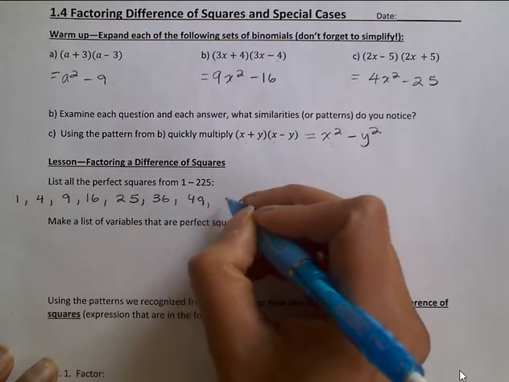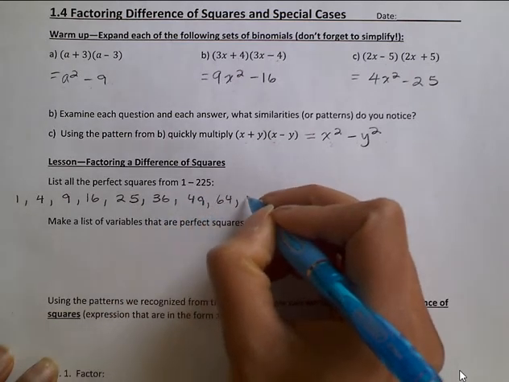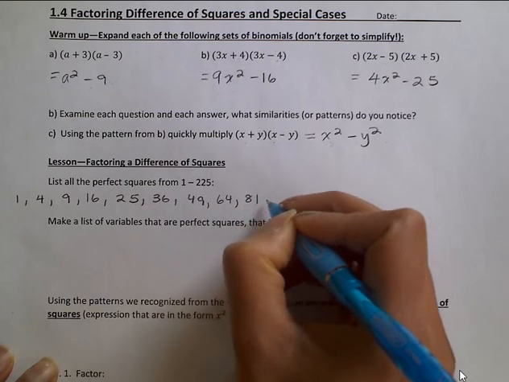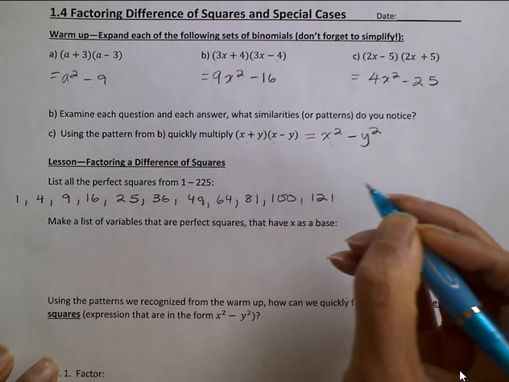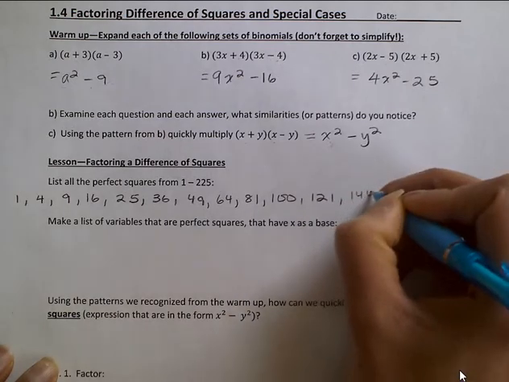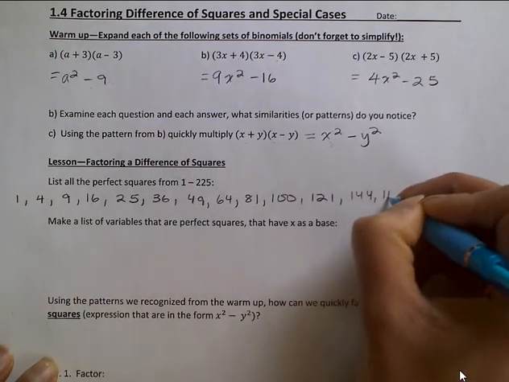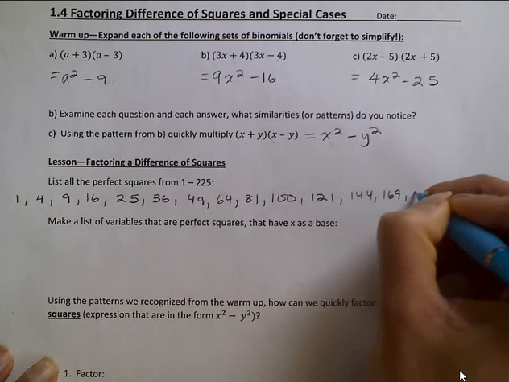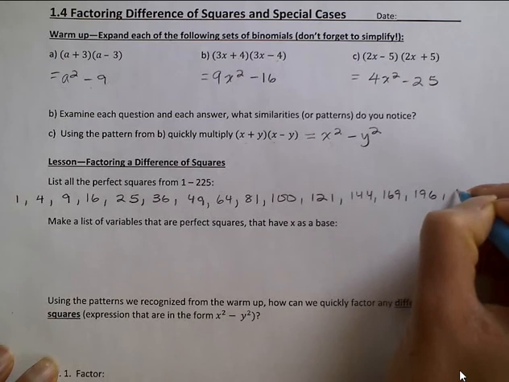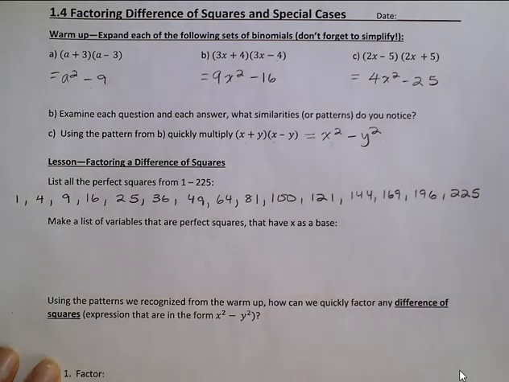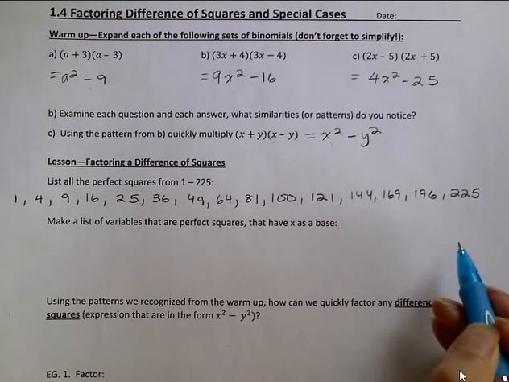I'm on 8 squared, which is 64, 81, which is 9 squared, then it's 100, 11 squared is 121, 144 is 12 squared, 13 squared is 169, 14 squared is 196, and then we're going to go up to 15 squared, which is 225. So these are very helpful numbers to know and recognize in order to do difference of squares factoring.